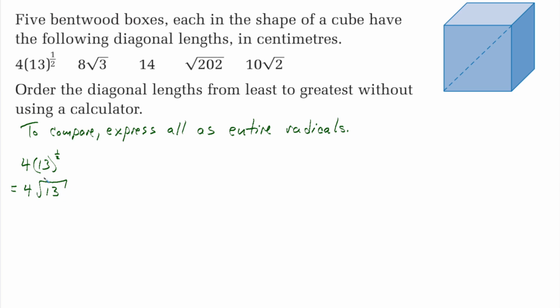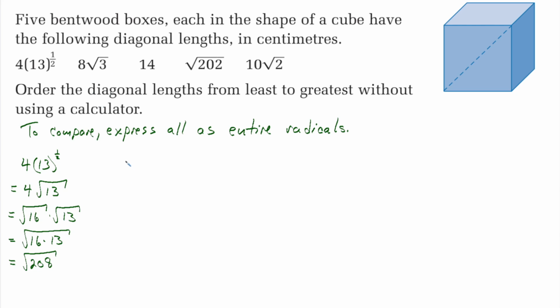If I want to bring the 4 underneath, I need to write this as a whole radical. So that's going to be 4 squared is 16. So this is going to be the square root of 16 times the square root of 13. Put them together, and that's the square root of 16 times 13. So I will forgive you at this point if you reach for a calculator to do 16 times 13. And that's 208. So this simplifies to the square root of 208. So that's our first one.